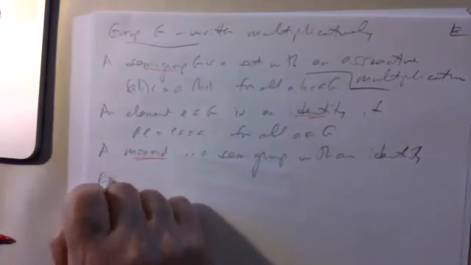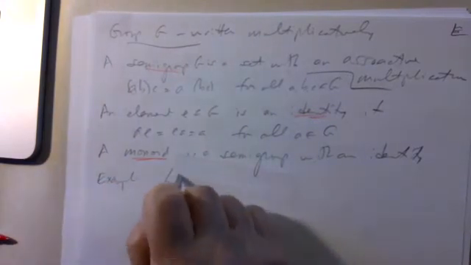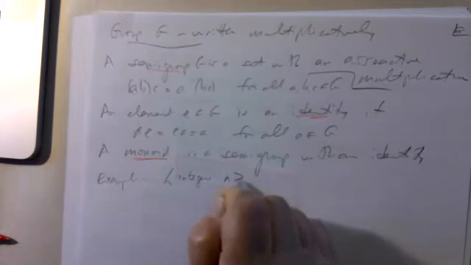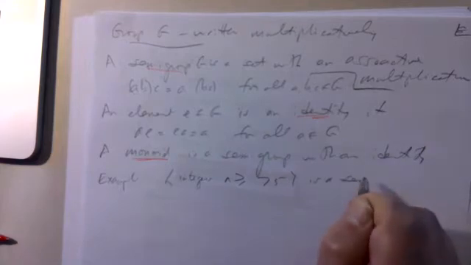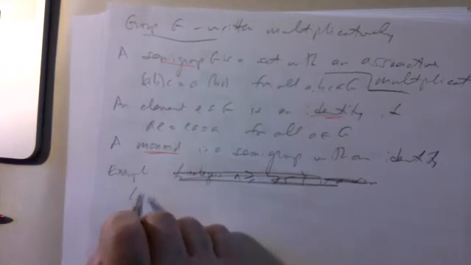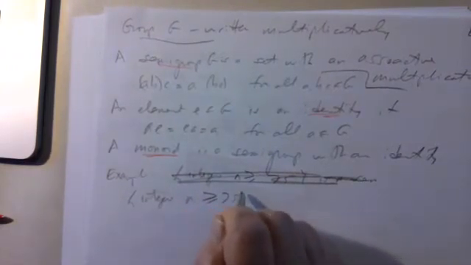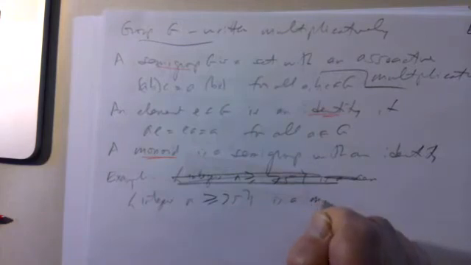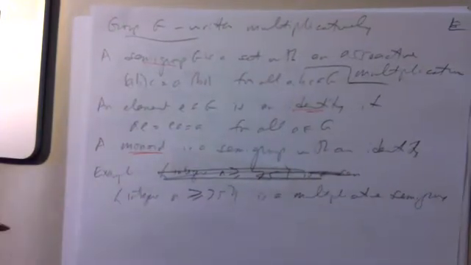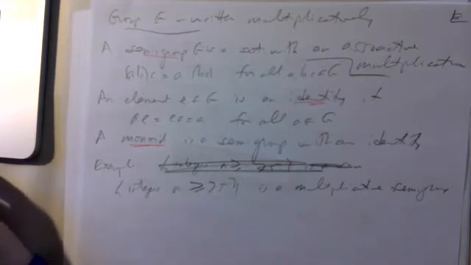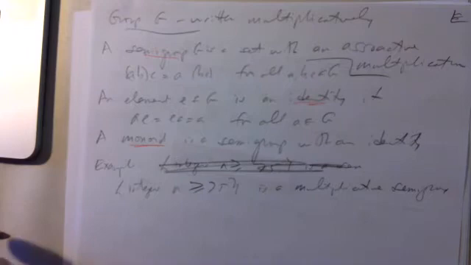So for example, the set of all integers n greater than or equal to 75 is a semigroup. Well, let me use multiplication. So the set of all integers n, let's say greater than or equal to 75, is a multiplicative semigroup. There's nothing special about 75, but if you take two numbers greater than or equal to 75, the product is greater than or equal to 75.